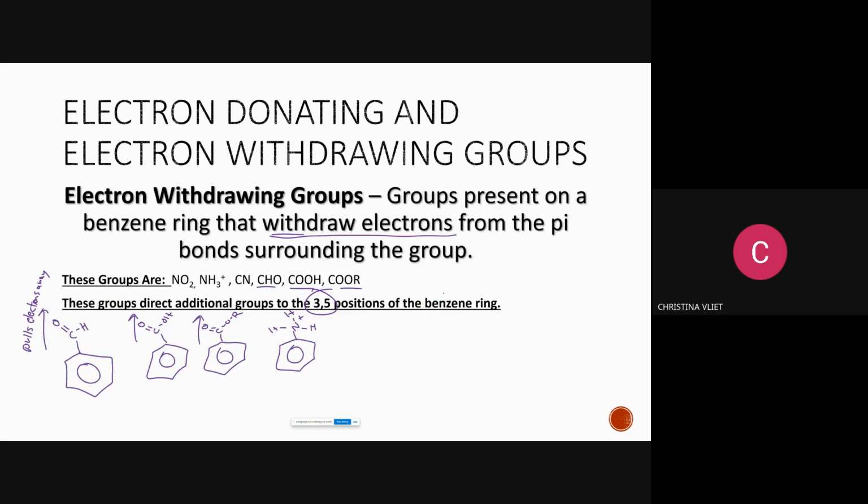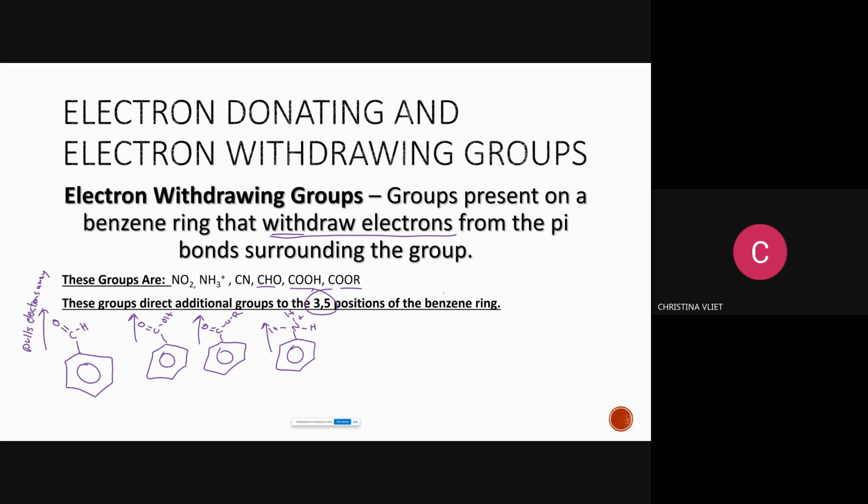Why? There's no unshared pair here. And nitrogen is very electronegative. So that's what pulls the electrons up out of the ring. Does that kind of make sense? So the common theme here is you've got very electronegative groups that are pulling electrons out from the ring, and you don't have unshared pairs of electrons right next to the benzene ring to donate. Kind of make sense? So that's what's going on with the electron withdrawing group.